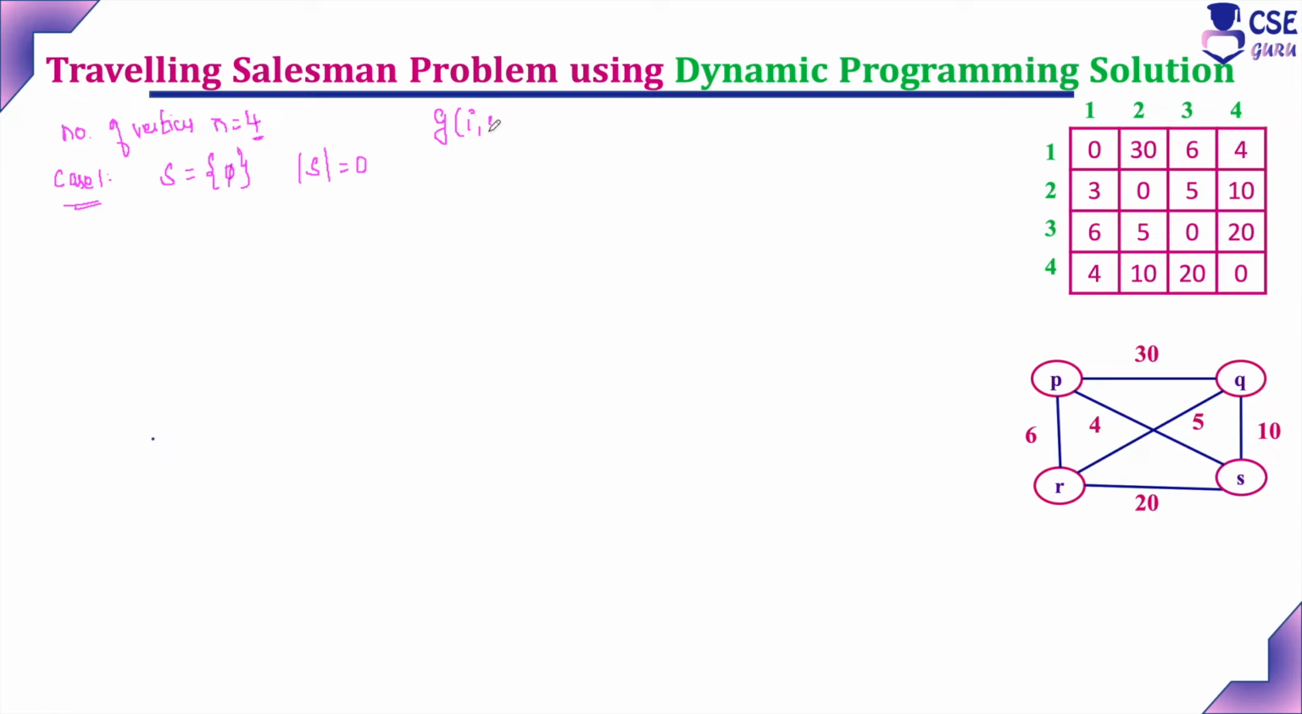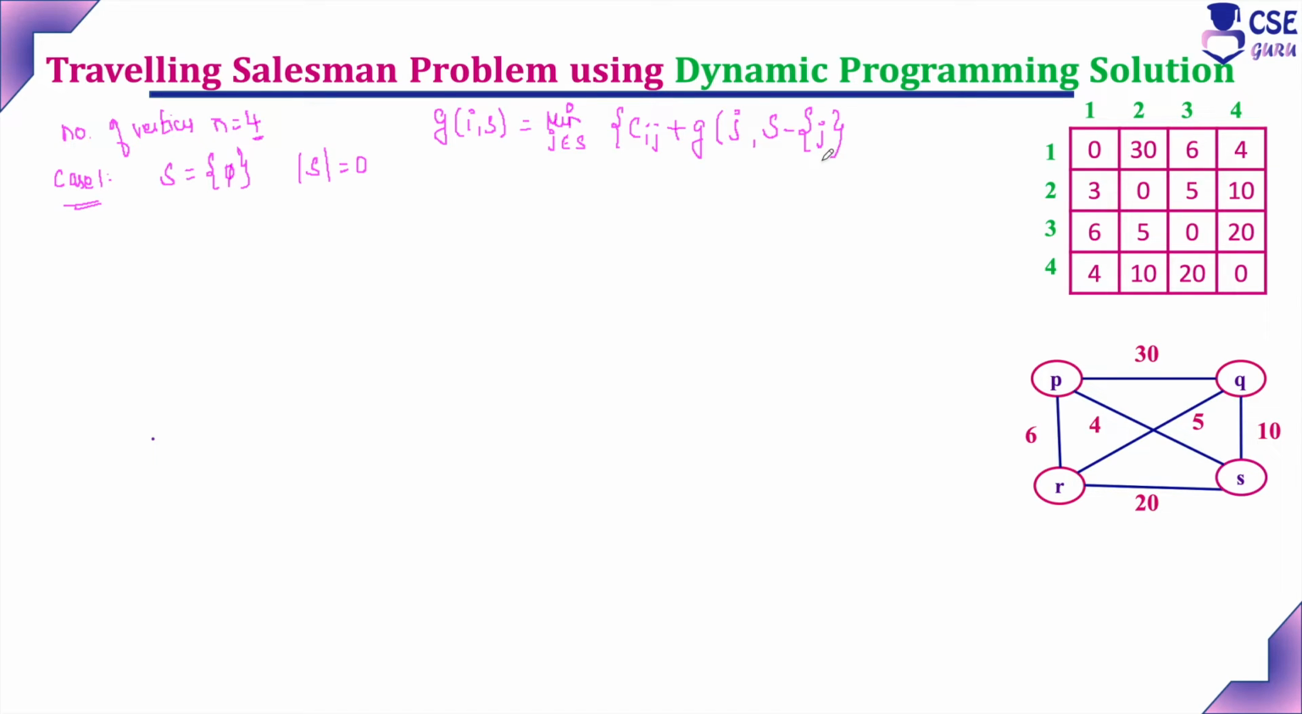That is G of I comma S is equal to minimum of J belongs to S, C I J. I is the currently visiting city and J is the next visiting city, plus after visiting the jth city, what is the remaining cities to be visited? That is S minus J. Why are we excluding J here?